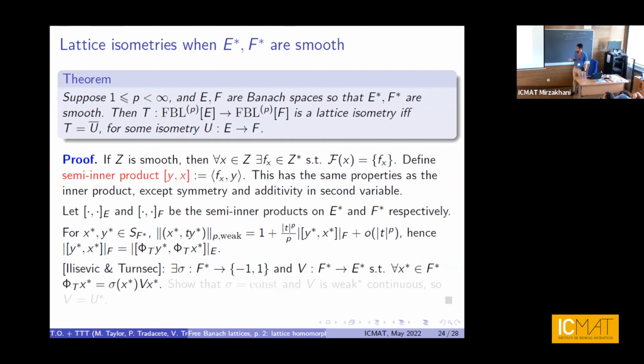And the semi-inner product, and therefore the map is a composition of multiplication by positive or negative 1 and the linear map. And then you have to show that this map sigma, multiplication by positive or negative 1, is actually constant, either it's always +1 or -1, and the linear map is big star to big star continuous, and therefore it comes actually from an isometry between the underlying Banach spaces.